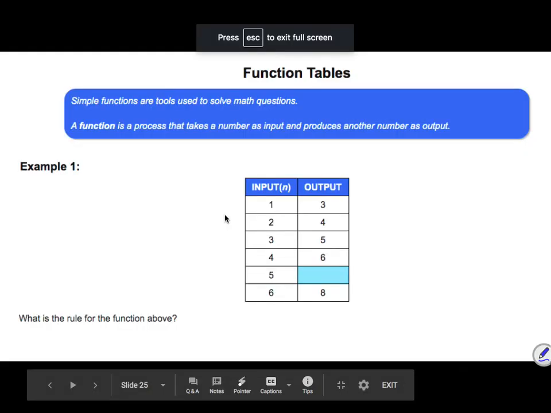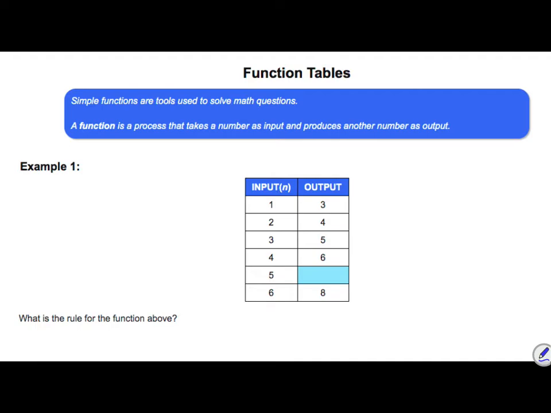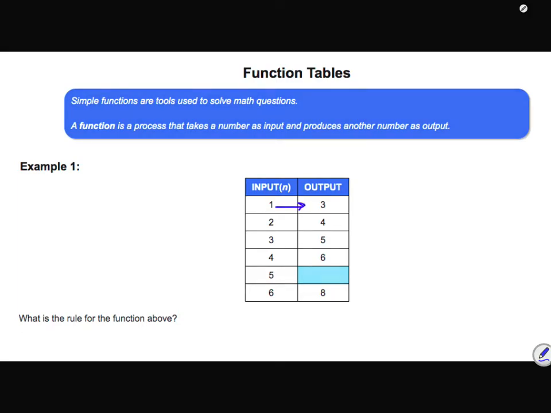Let's try function tables. This has nothing to do with what we were doing, but it's just a little review of some other things or some questions that you might see, where you're thinking about patterns in a table format. A function is a process that takes a number as an input and then gives another as an output. So it's like you put something in and then you get something out. So the in comes first. I have a 1 and what comes out is a 3. I started with a 2, what came out was a 4. I started with a 3, what came out was a 5.